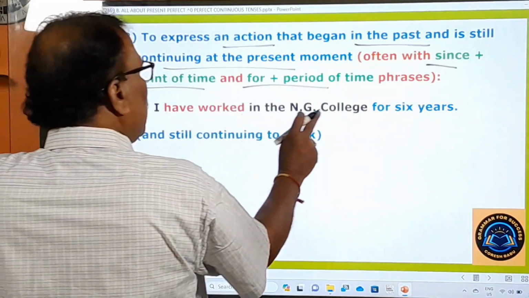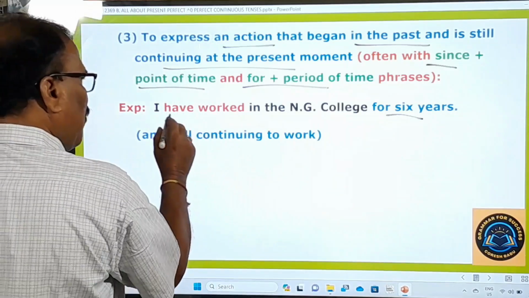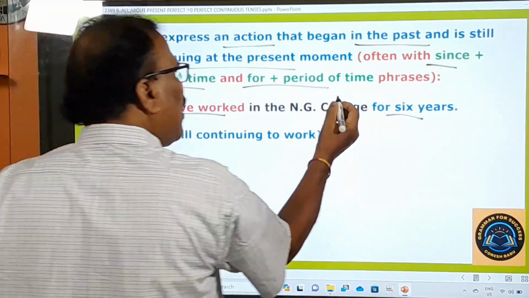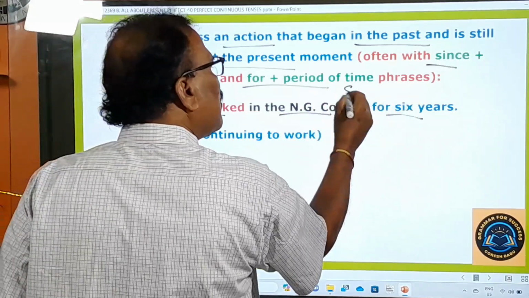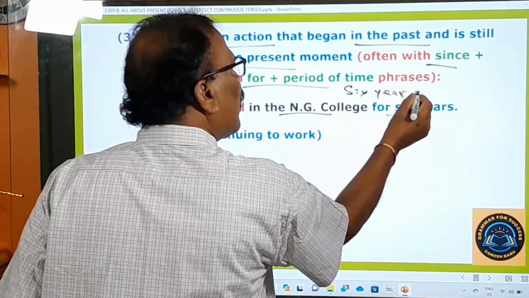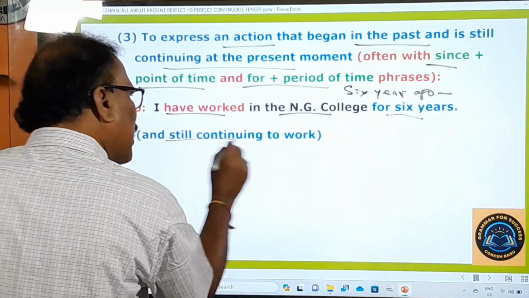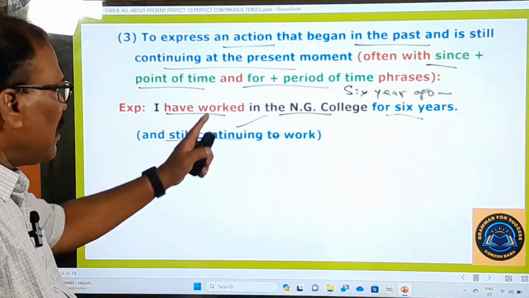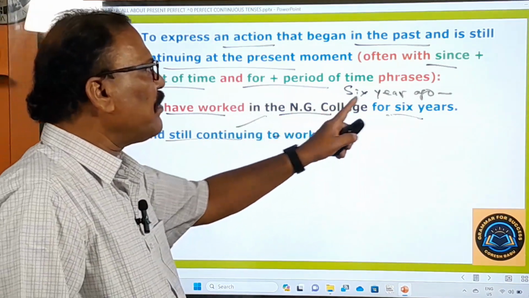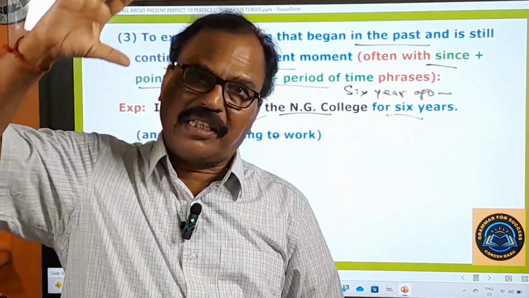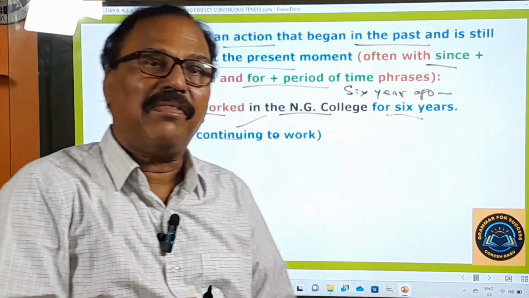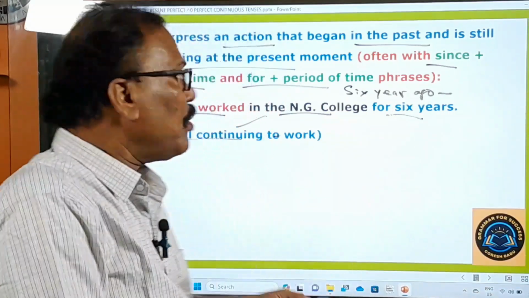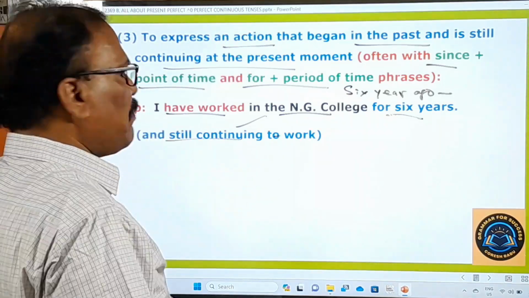Let us see some examples. I have worked in the NG college for 6 years. I have worked means I started working in this college 6 years ago, and I am still continuing to work in that college. That is the meaning of this. I started working in that college 6 years ago, and I worked and worked and worked, and even now I am working in that college. So it's a long action. To indicate such long actions, we use the present perfect tense.